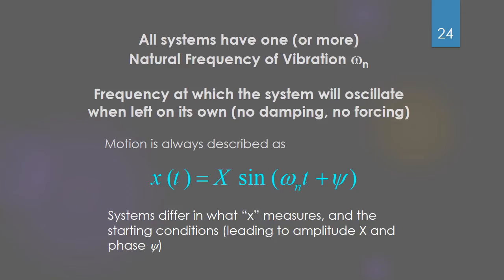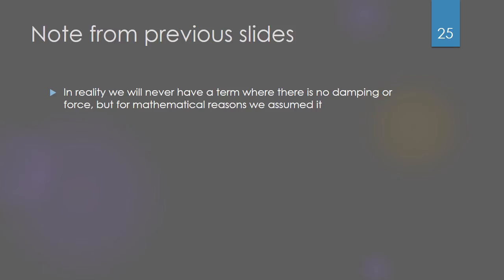A very important thing: this equation is always used for no damping, no force equations. So if you have a system with no damping and no external force on it, you're going to use this equation over here, x(t) equals X sine omega_n t plus psi. But please bear in mind, in reality, we'll never have a system where there is no damping or force. There will always be wind force, there will always be a damping supplement. This is just for mathematical reasons we assumed it. So in reality, we'll never ever have a system with no damping or no external force.